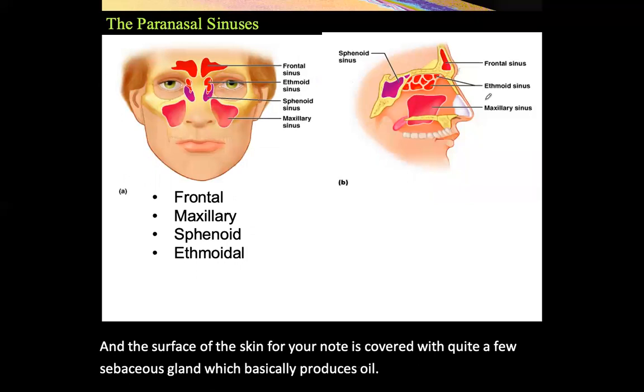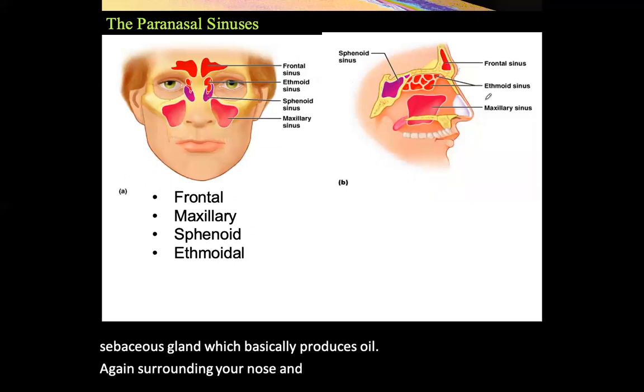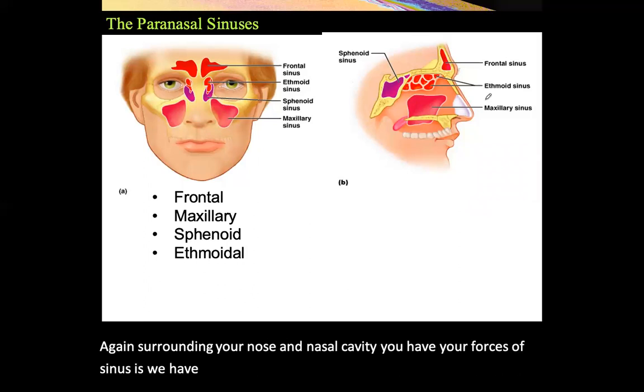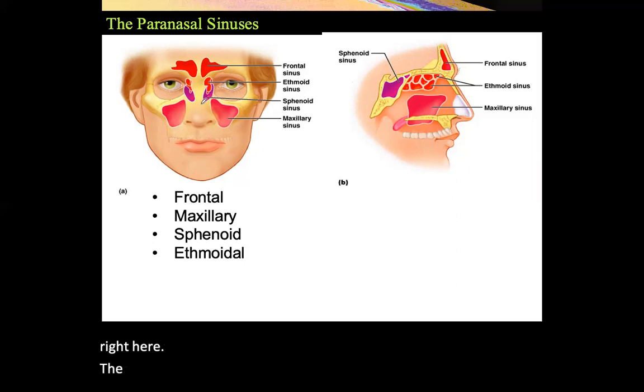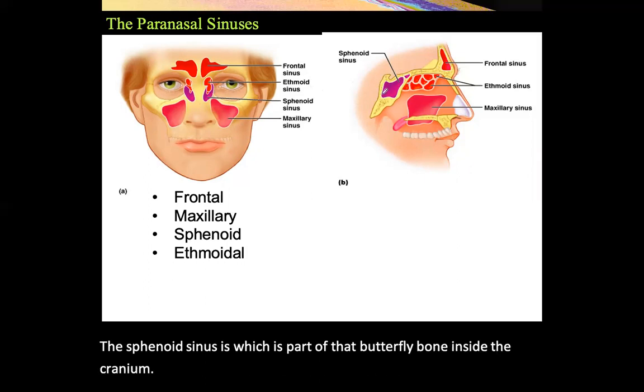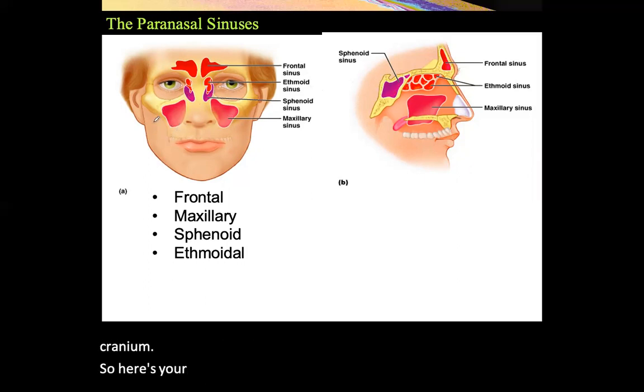Again, surrounding your nose and nasal cavity, you have your 4 sets of sinuses. We have discussed sinuses multiple times before, but looking at them again, they're frontal sinuses, ethmoid sinuses, which are depicted right here, and sphenoid sinuses, which is part of that butterfly bone inside the cranium. So here's your sphenoid. And then lastly, you have your maxillary bone containing the maxillary sinus.